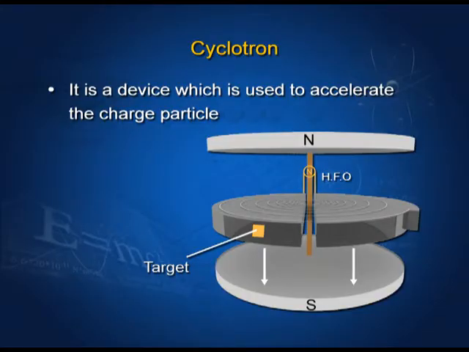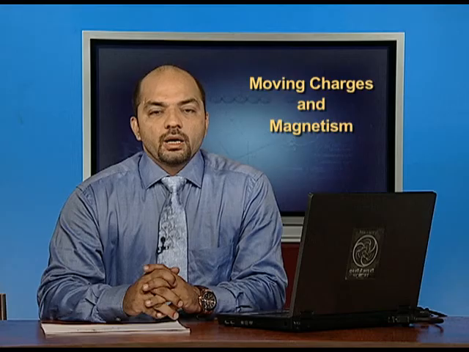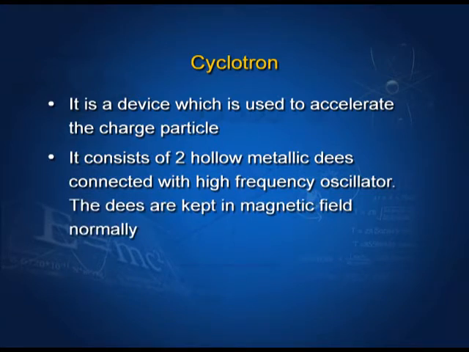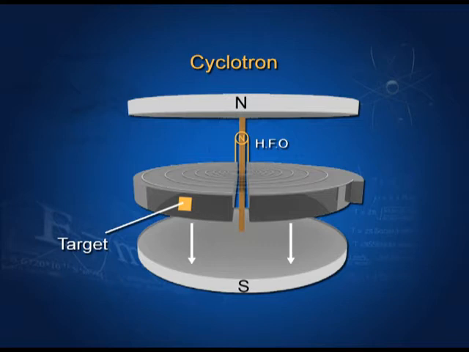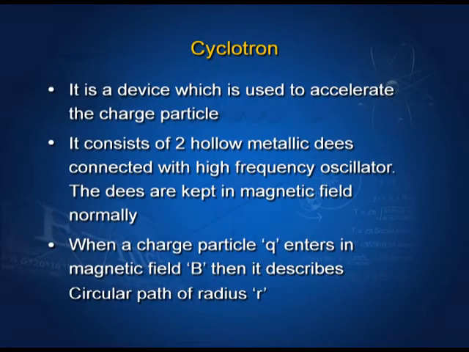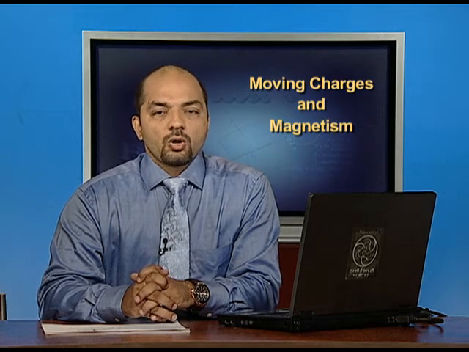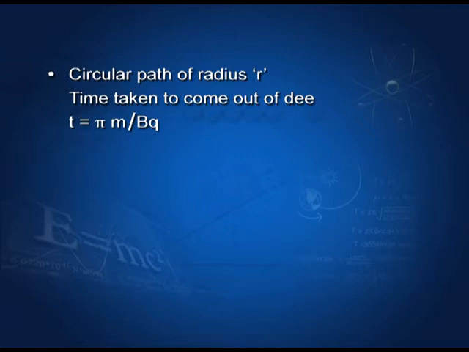Cyclotron. It is a device which is used to accelerate charged particles. It is based on the concept of Lorentz force. It consists of two hollow metallic Ds connected with a high frequency oscillator. The Ds are kept in the magnetic field normally. The purpose of connecting the high frequency oscillator is to reverse the polarity of the Ds as per the requirement. When a charged particle Q enters the magnetic field B within the Ds, it describes a circular path. The electric force within the Ds is 0 because the Ds are hollow. So, the time taken to come out of the D, T, will be equal to pi m divided by BQ.